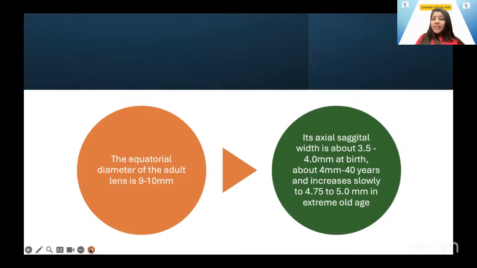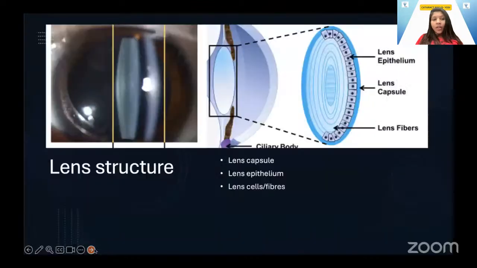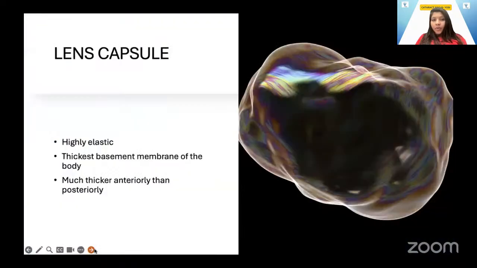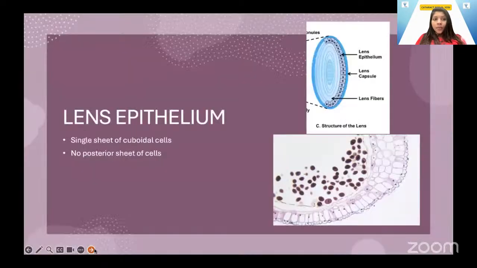However, its axial sagittal width varies. It is around 4 mm by 40 years, and it can increase slowly to around 4.75 to 5 mm in the extremes of old age. The lens can be classified into a capsule, a lens epithelium, and the lens cells or the fibers. The capsule is highly elastic and it is one of the thickest basement membranes of the body. It is much thicker anteriorly than the posterior capsule.